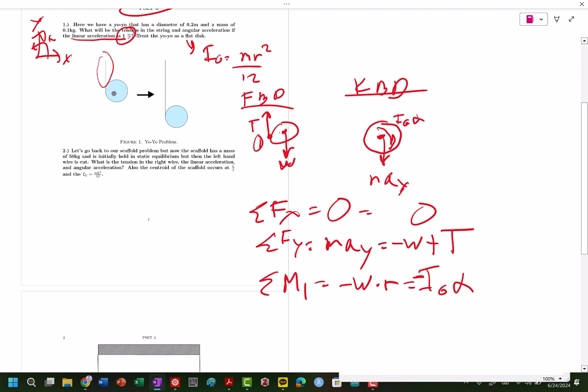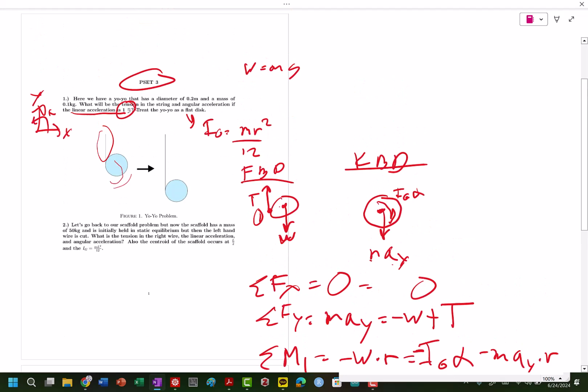When this drops down, it is going to unwind like this. It's not going to go in the other direction, at least that's our assumption. We'll see if the math works out. And then we are also accelerating in this direction, and there's a moment from that, because this is just a force, and that's also going to be minus m a y times radius. Fantastic.